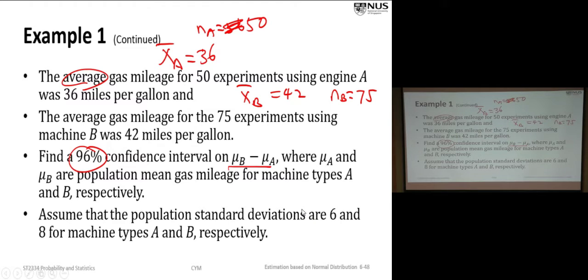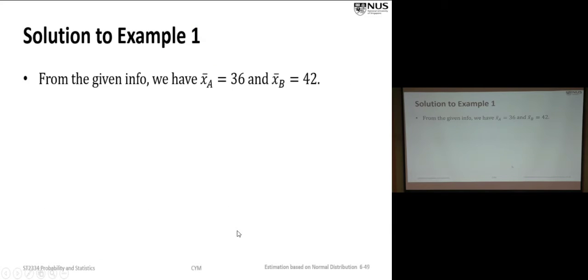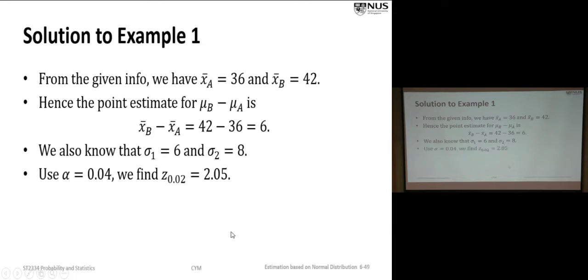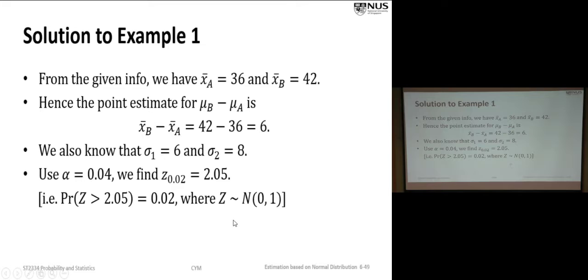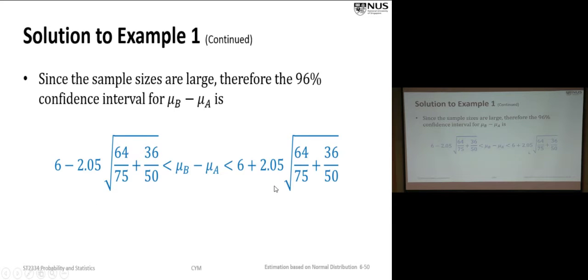And assume that sigma A equals 6 and sigma B equals 8. All right? So they're given. So we substitute all this and calculate. Because we want 96%, each side is 2%, so it's 2.05. Substitute in, and you've got this. So the difference between the average mileage of engine B minus engine A is between 3.4 and 8.5.